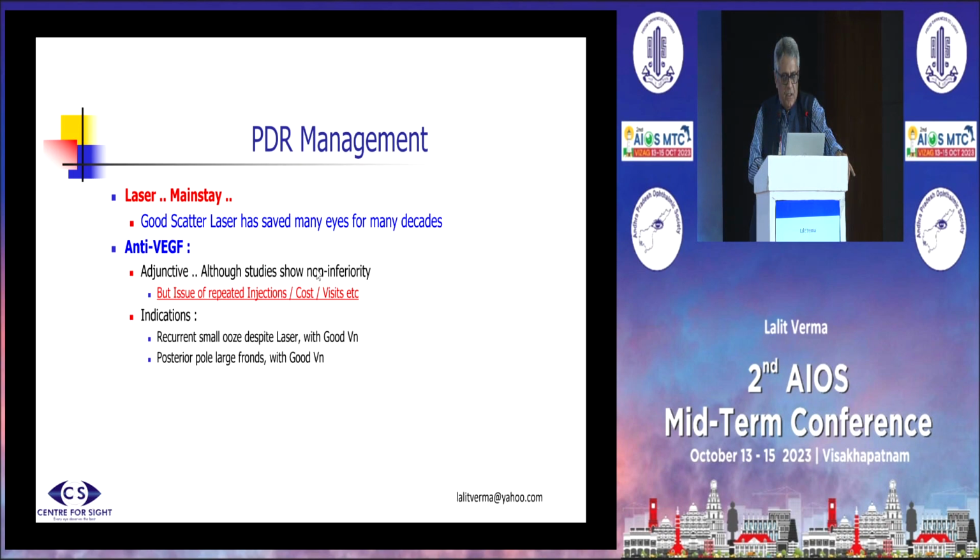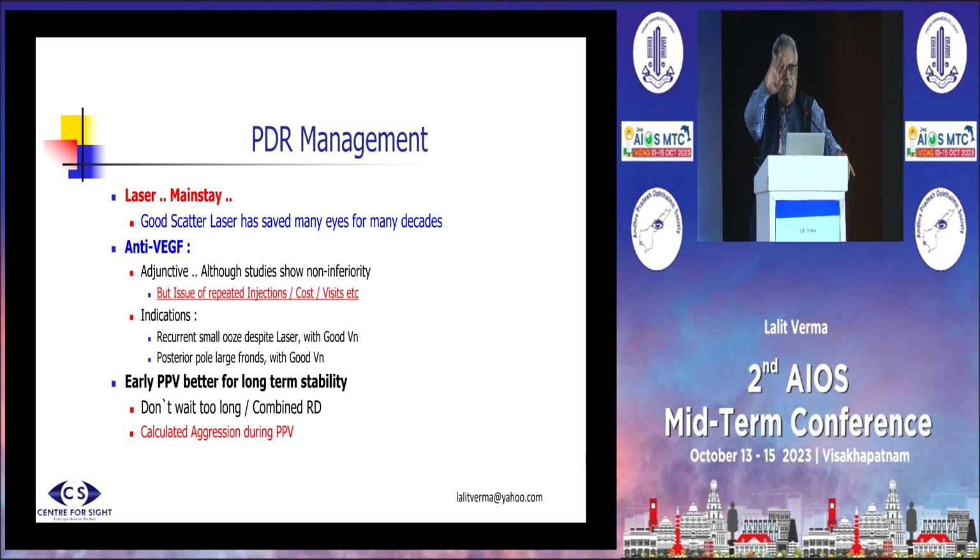Anti-VEGF, despite repeated injections, cost and visits, has an adjunct role only and should not be pushed irrespective of the pressure. The only indication could be if it's a very well lasered eye and there are still some oozes, then you can consider giving anti-VEGF injections. But believe me, early vitrectomy in these patients also goes a long way, because you remove the pull component, you remove the traction.